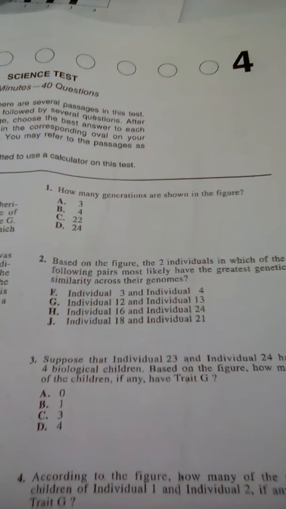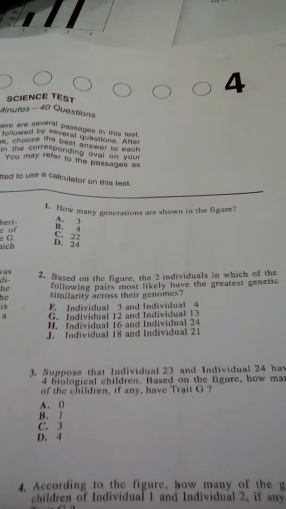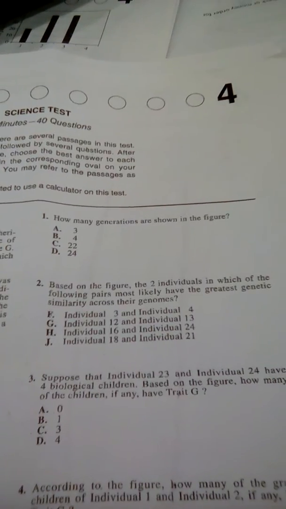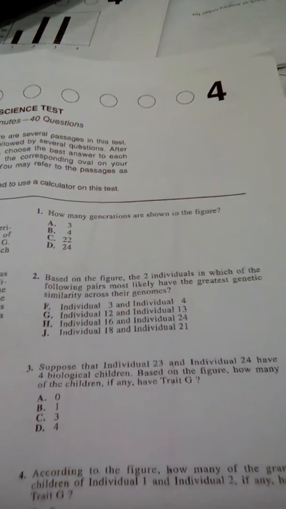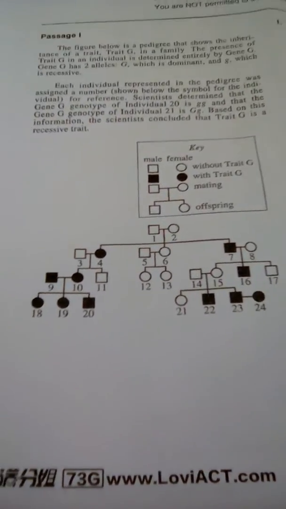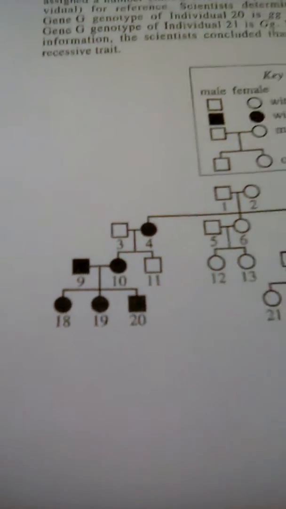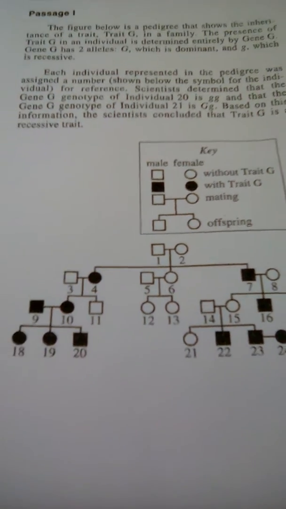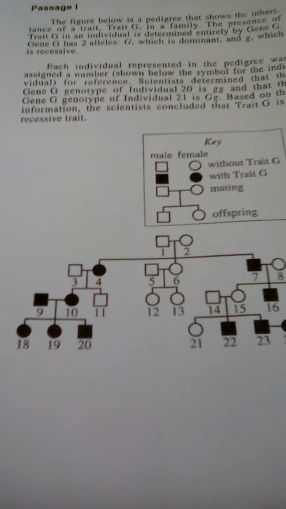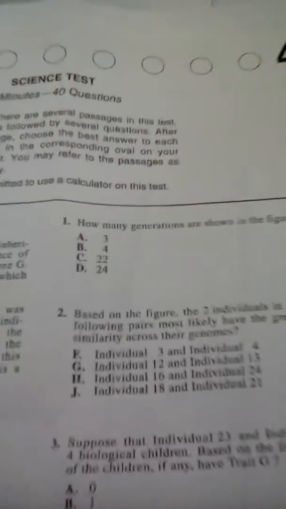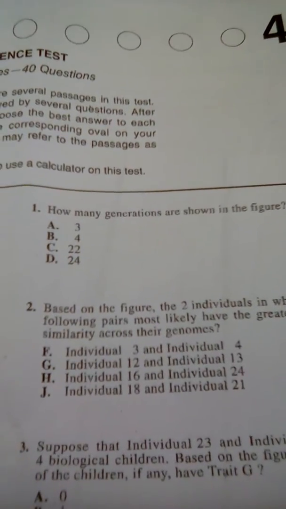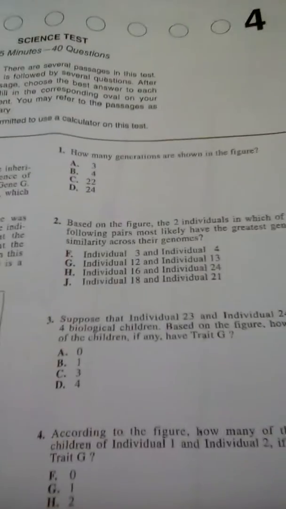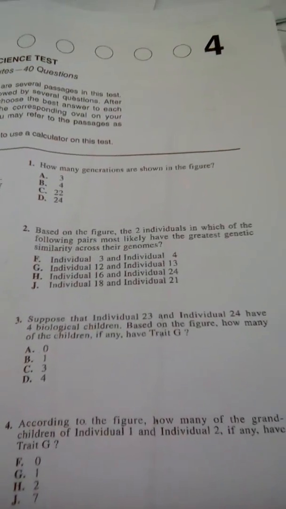So J, individual 18 and individual 21. We see 18 is the black circle, individual 21 is the white circle. Though they are the same shape, they do not share the same trait, so that is not the right answer either. The only right answer was G, individual 12 and individual 13. So let's go on to the next problem.